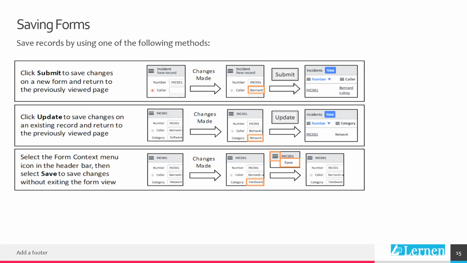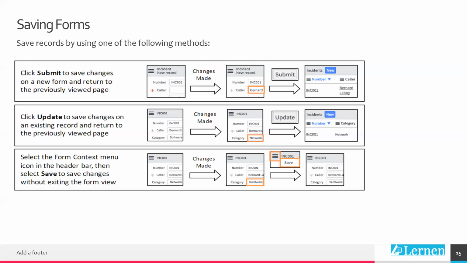The first way is to click on submit. If you are using the submit button, it's going to save the changes of the new form and then return to the previously viewed page. This is the first option, submit. Next is update. If you click on the update button, it is going to save the changes of the existing record and then return back to the previously viewed page.